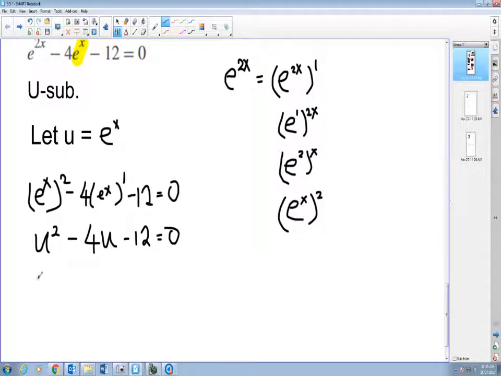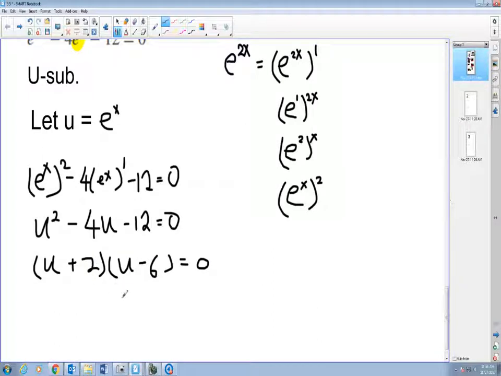Now I can solve for u. I can do it by factoring, I believe. u and u, 2 and 6. The last term is negative, so my choice is 1 positive, 1 negative. It has to be negative 6 on the outside, positive 2 in the middle to give me negative 4 here. Set each factor equal to 0. My u is equal to negative 2. My u is equal to 6.